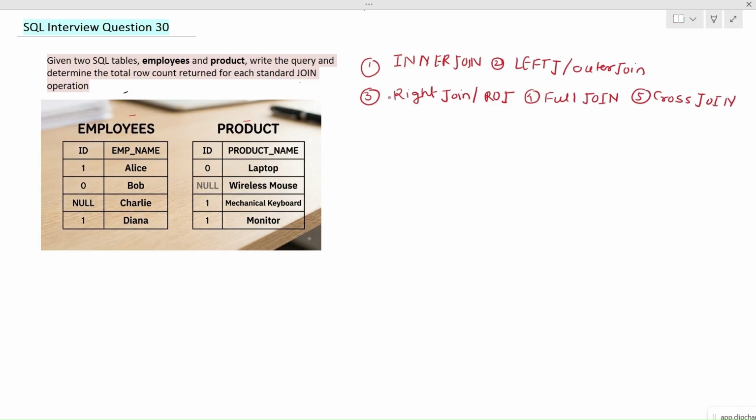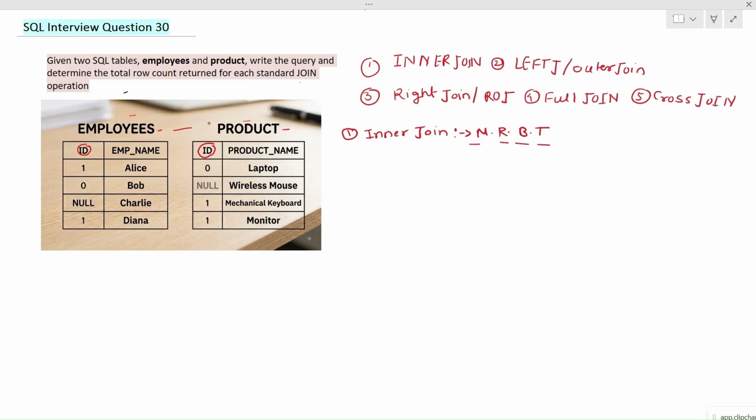So first, let's move to the first join, which is the inner join. What is the inner join? We can say matching rows from both tables. Matching rows from both tables, this is the inner join. So on what condition are we going to join the employee and product tables? In both tables we have an id. On the basis of the id we are going to join both tables.